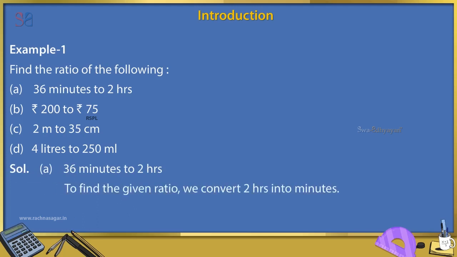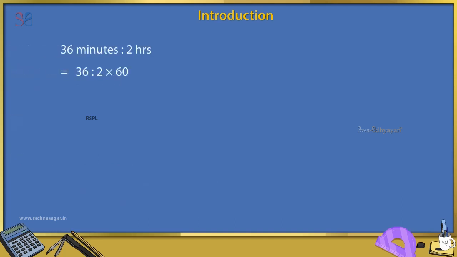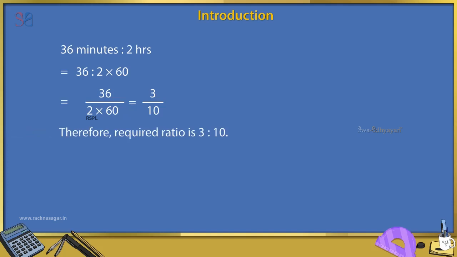To find the given ratio, we convert 2 hours into minutes. 2 hours is equal to 2 into 60 minutes. 36 minutes is to 2 hours is equal to 36 is to 2 into 60, which is equal to 36 by 2 into 60, which is equal to 3 by 10. Therefore, the required ratio is 3 is to 10.